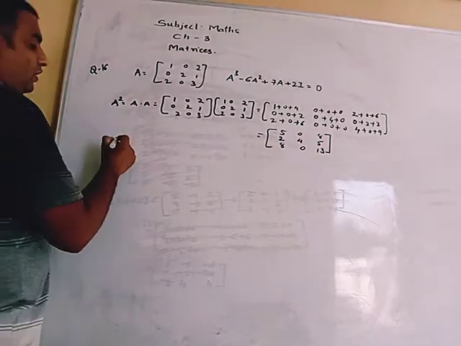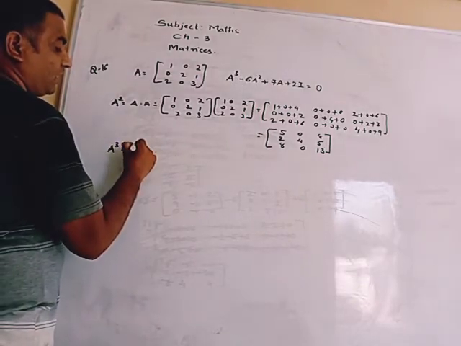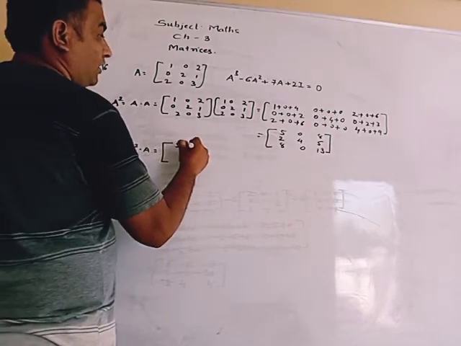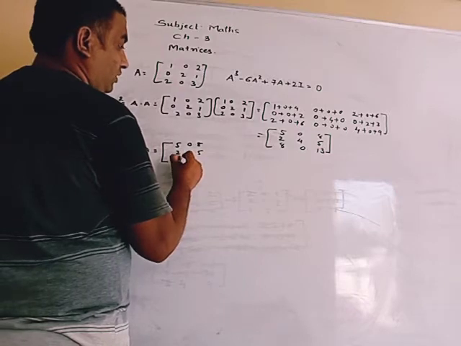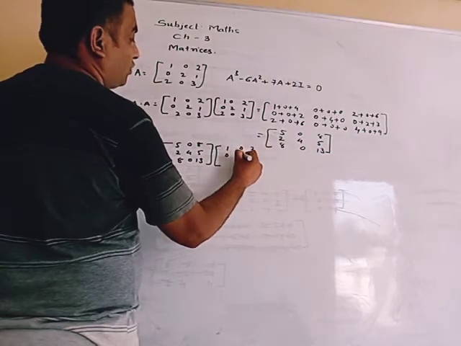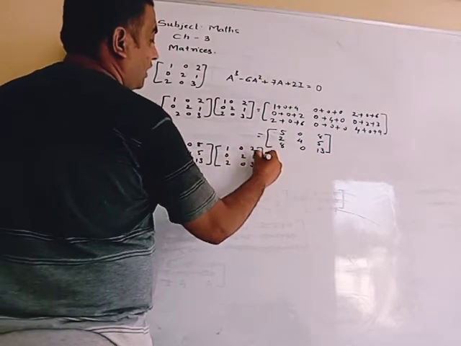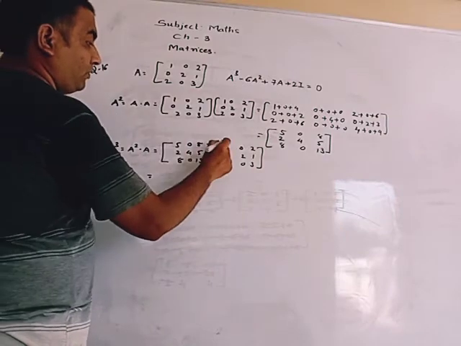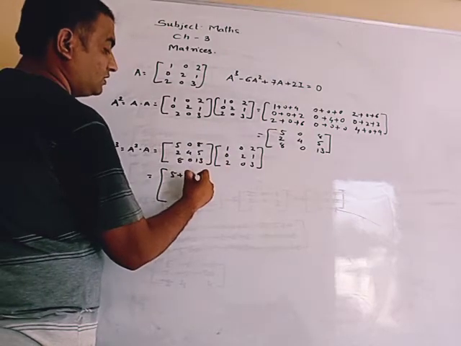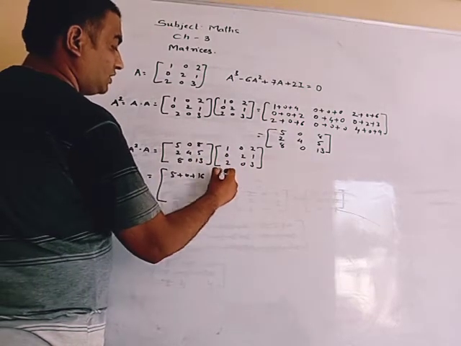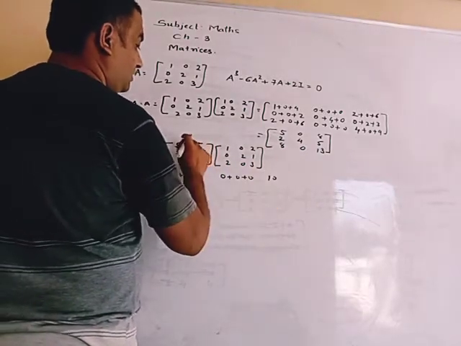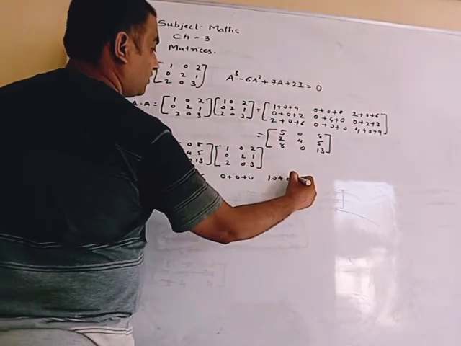Now to find A cube, it means A square into A. So A square is the matrix 5 0 8, 2 4 5, 8 0 13, and A is 1 0 2, 0 2 1, 2 0 3. Again we multiply these two matrices. 5 ones are 5, 0 1s are 0, 8 2s are 16. 5 0s are 0, 0 2s are 0, and 8 0s are 0. 5 2s are 10, 0 1s are 0, 8 3s are 24.